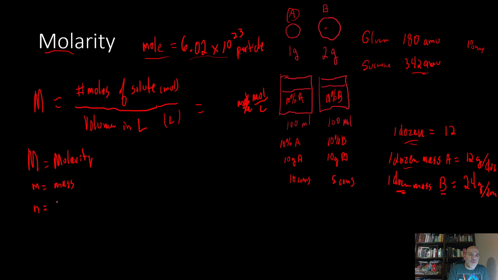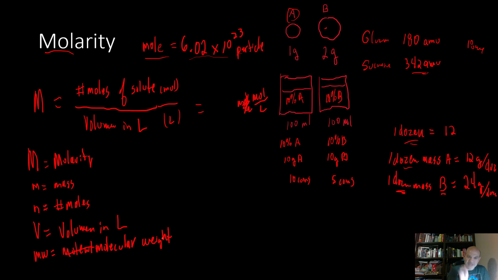N is going to stand for the number of moles. And V, for molarity, is going to be not volume in milliliters, but volume in liters. That's something to remember, because for percent concentration, it was volume in milliliters. Another important variable we might need for some problems is MW, which stands for the molecular weight. Basically, it's the mass of one molecule of that substance. And so we're going to need these items here.